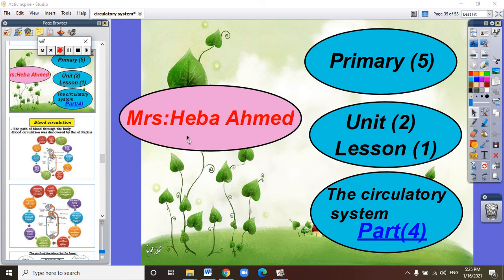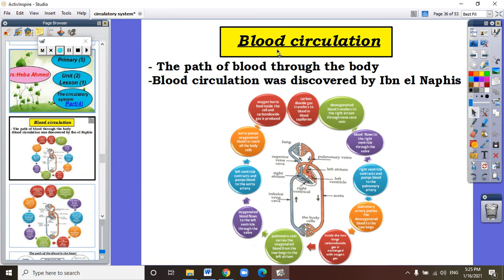Today we will complete our lesson on the circulatory system in Unit 1, Lesson 1, and we will finish it by taking Part 4. In Part 4, we will take the path of the blood, or the blood circulation. In the last session, we took the components of the circulatory system, which are the blood, the heart and the blood vessels. And we know that the heart is pumping the blood inside the blood vessels. Today, we will take what the path of the blood inside our body is, by knowing the blood circulation inside our body.